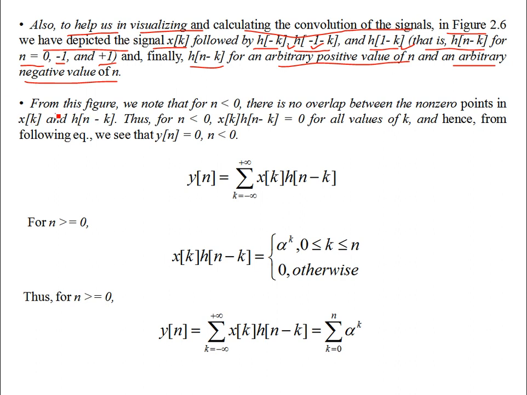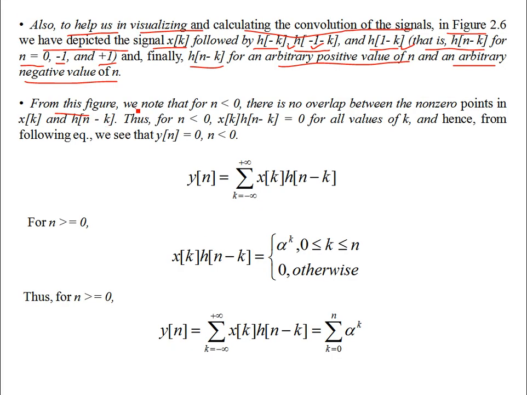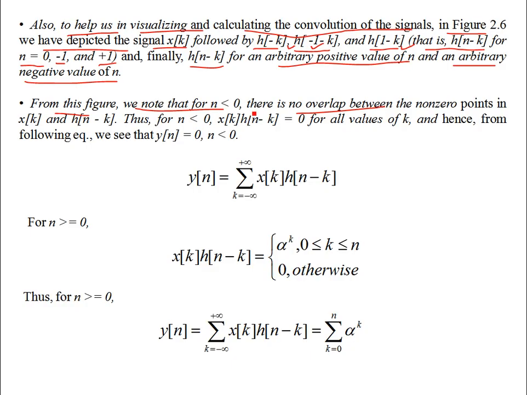All right. Now, this is about figure 2.6 again. From figure 2.6, we note that for n less than 0, there is no overlap. So this is describing what is happening over here. What we saw was that for n less than 0, there was no overlap, so there's no need to evaluate for n minus 1 or n minus 2 over here. The first thing you must notice is that there's no overlap between non-zero points in x[k] and h[n minus k]. Therefore, for n less than 0, your product x[k]h[n minus k] is 0 for all values of k. Hence, from this equation, we can say that y[n] is 0 for n less than 0.